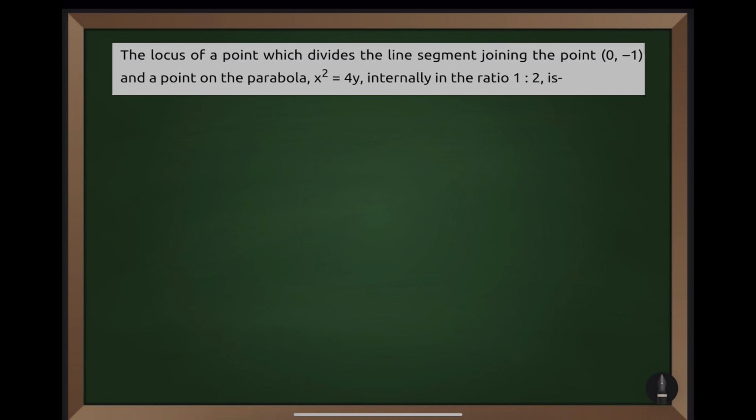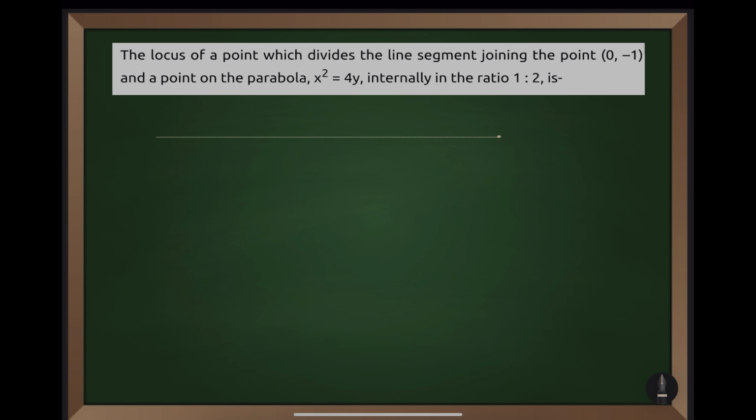Now look at this illustration. The locus of a point which divides the line segment joining the point this and a point on the parabola this, internally in the ratio this. Okay, so let's try to crack this question.